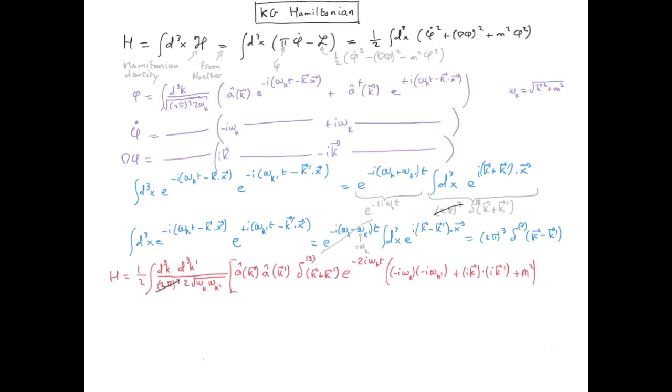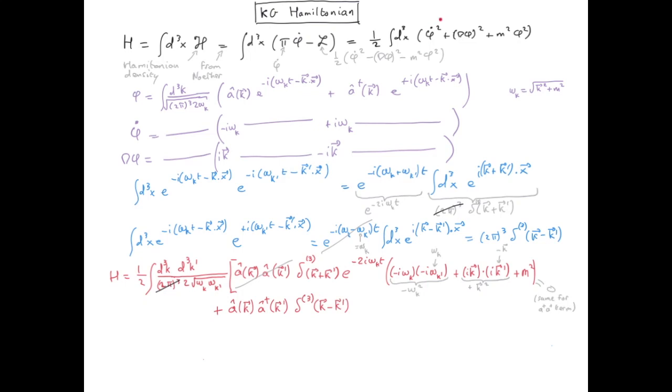Because of the delta function, however, we have k dash equal to minus k. So we get minus omega k squared plus m squared, but using the definition for omega k, we see that this term is 0. So there is no A A term. We can show similarly that there is no A dagger A dagger term either. So we are left with an A A dagger term and an A dagger A term.